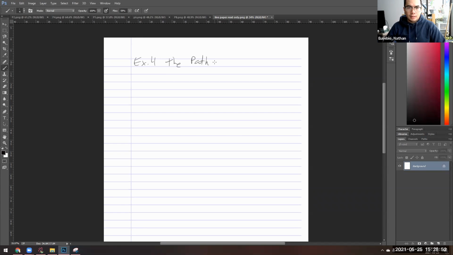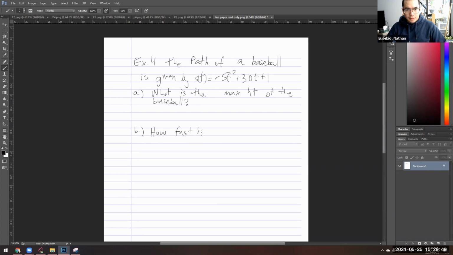All right, last question. The path of a baseball is given by the function s of t equals negative 5t squared plus 30t plus 1. So again, time goes in, position comes out. What is the max height of the baseball? And then B, how fast is it going 1 meter above the ground when caught? It's a parabola question. You might remember these from grade 10.